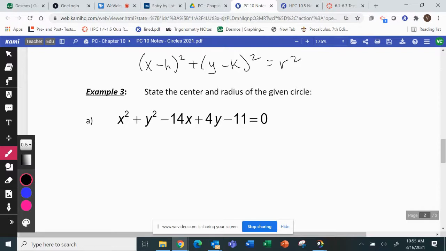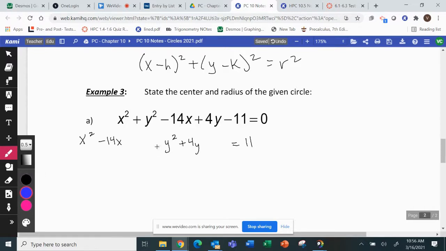In order to find the h, k, and r, we need to put it in the correct form. Guess how we get to do that? We get to complete the square. So let's do it. First I'm going to reorder my x's. So I'm going to do x squared minus 14x, and then I'm going to leave a space. And I'm going to do y squared plus 4y. I'm going to leave a space. I'm going to move that 11 to the other side.